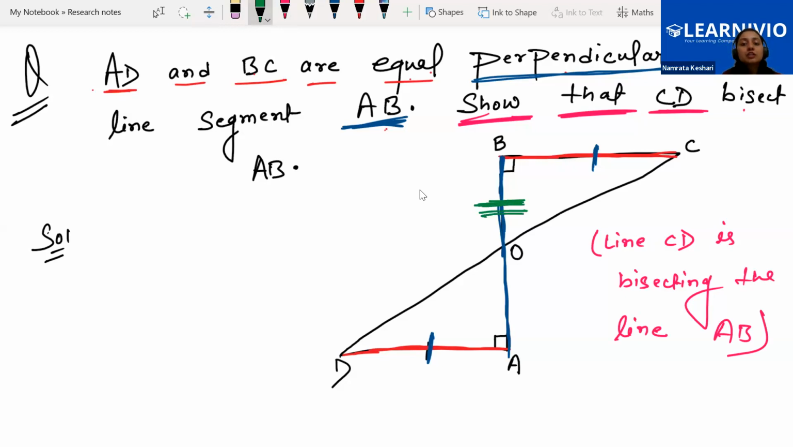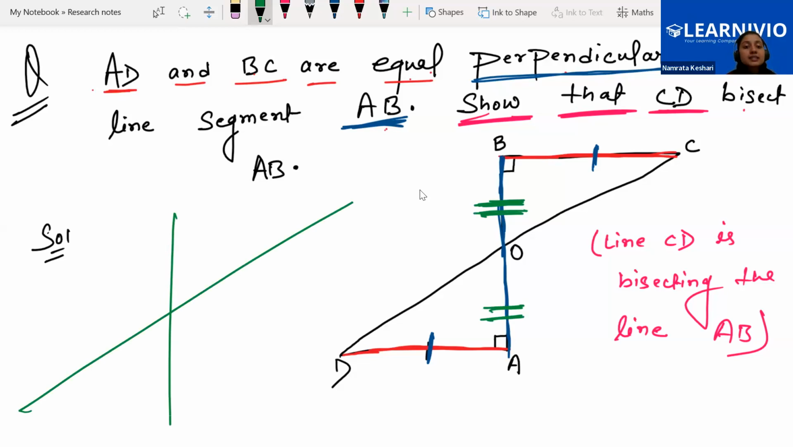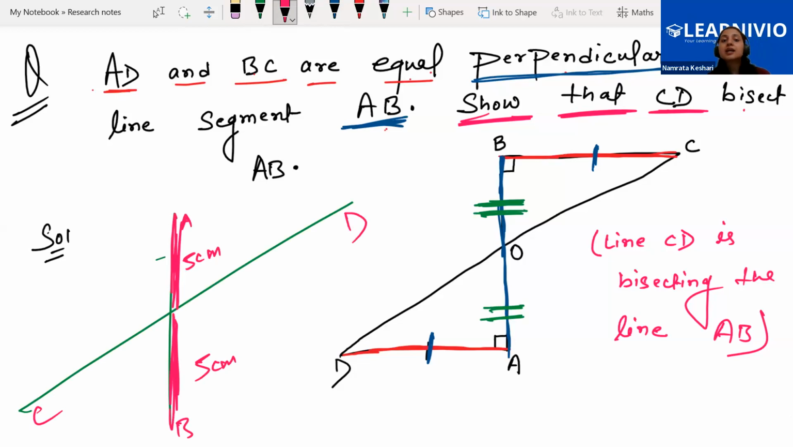We have to show that this OB and this OA are the same. Why from O only am I saying? Because that's how CD is bisecting. There is a line AB, there is a line CD, and CD is cutting AB in two equal portions. That means this part of AB and this part of AB both have to be the same. If this is 5 centimeters, this also has to be 5 centimeters. That's how the line CD is cutting the line AB. That's what we have to show. Getting it?